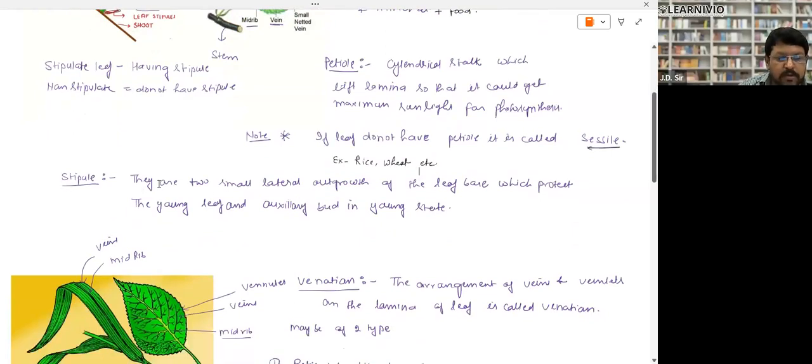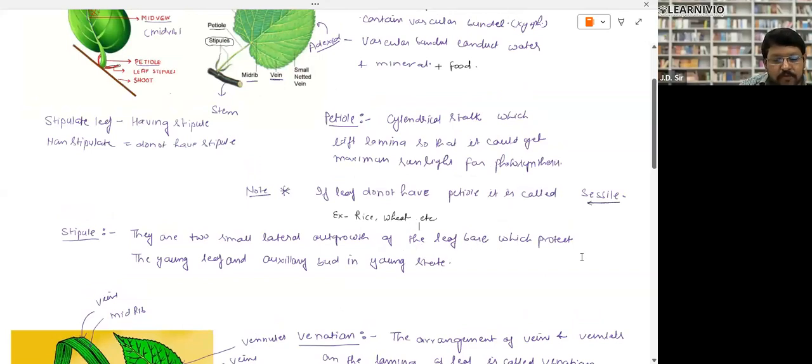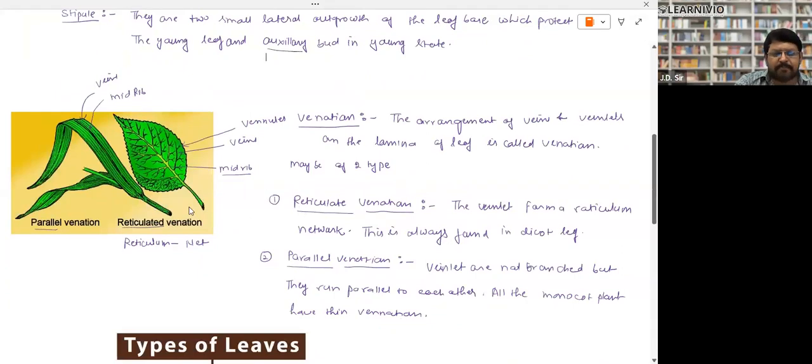The stipule. They are the two small lateral outgrowths of the leaf base, which protect the young leaf and axillary bud in young stage. Note down their function. Stipule protect young leaf and axillary bud. That is the question. When I said it's simple, it cannot be a question for your examination. Stipule, remember what is the function of stipule?